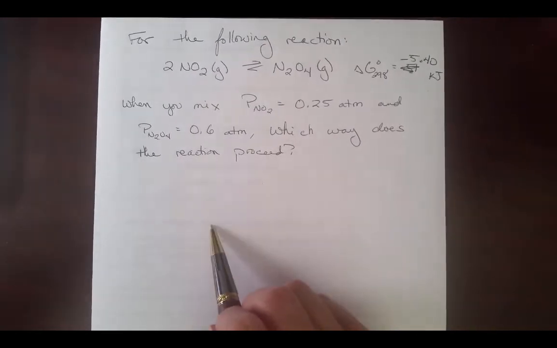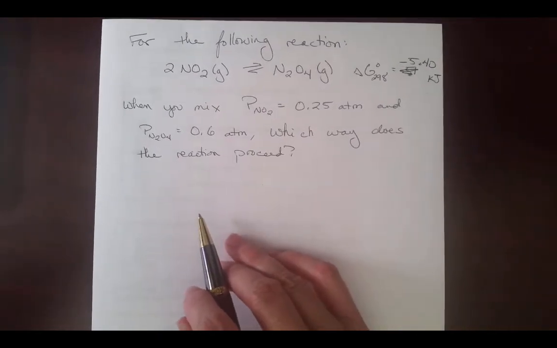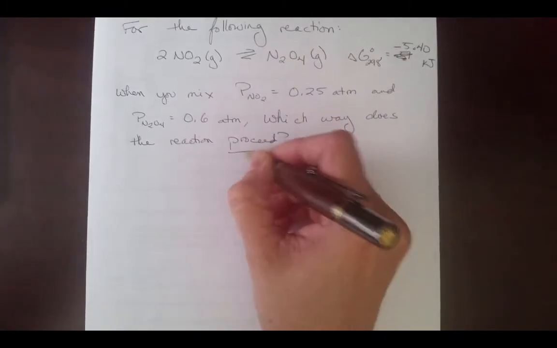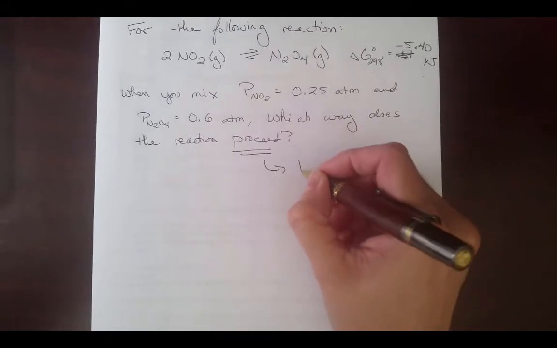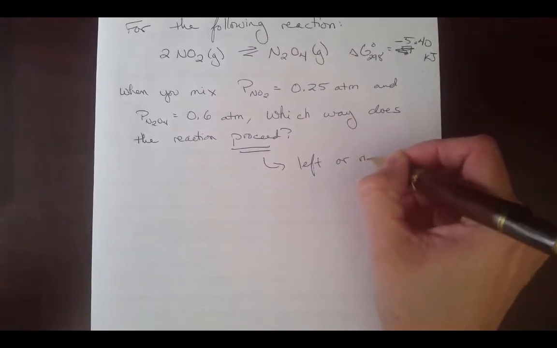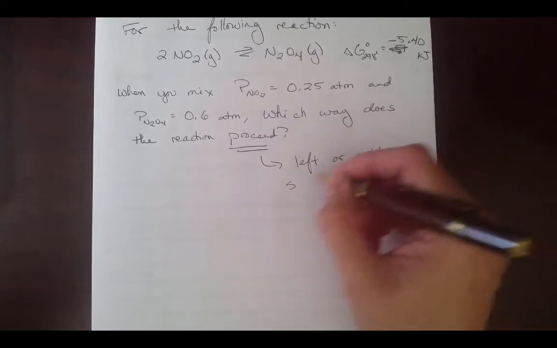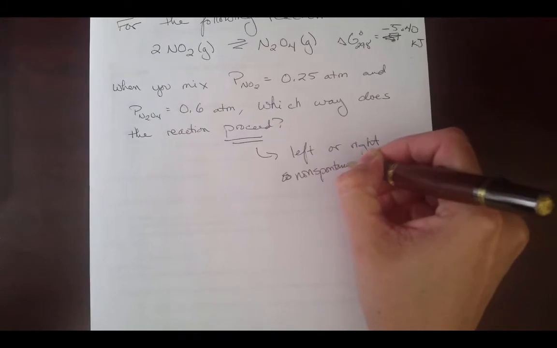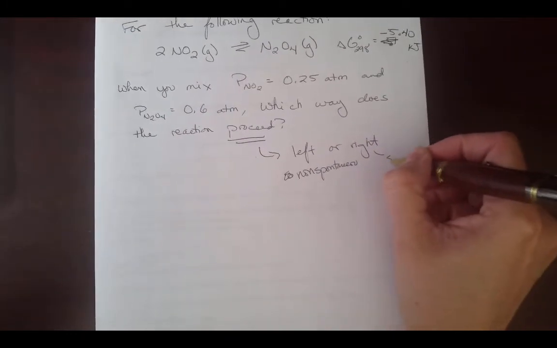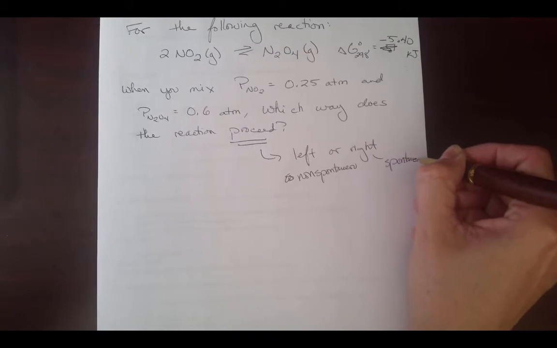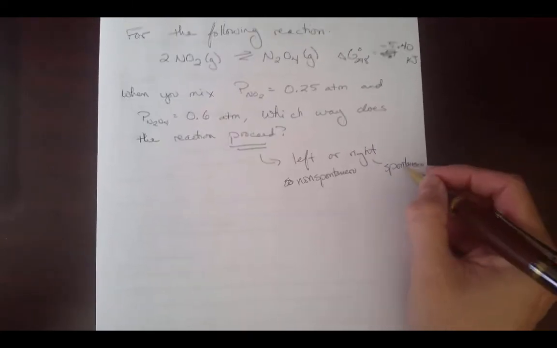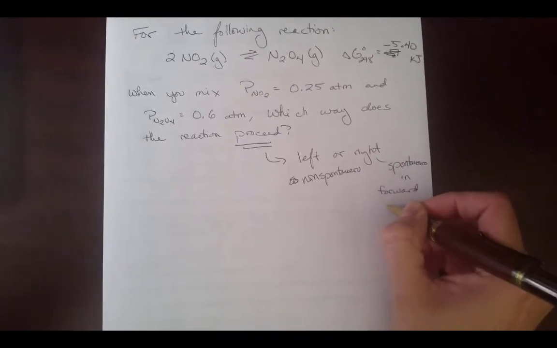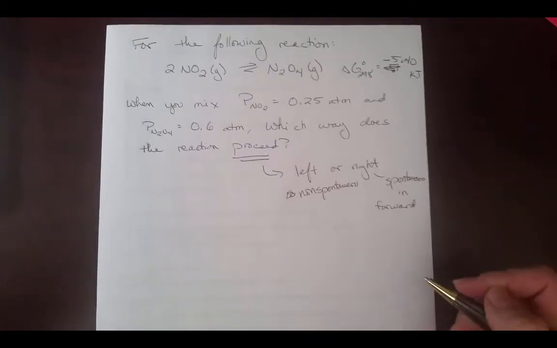This is one that we haven't actually seen before, but this is exactly the style of question. When it's asking which way will the reaction proceed, we're looking for left or right. We're looking for spontaneous, non-spontaneous to the left or spontaneous to the right. Which way is the reaction going? Because remember, whenever we say spontaneous, we're really talking about spontaneous in the forward direction. Forward being, again, to the right.